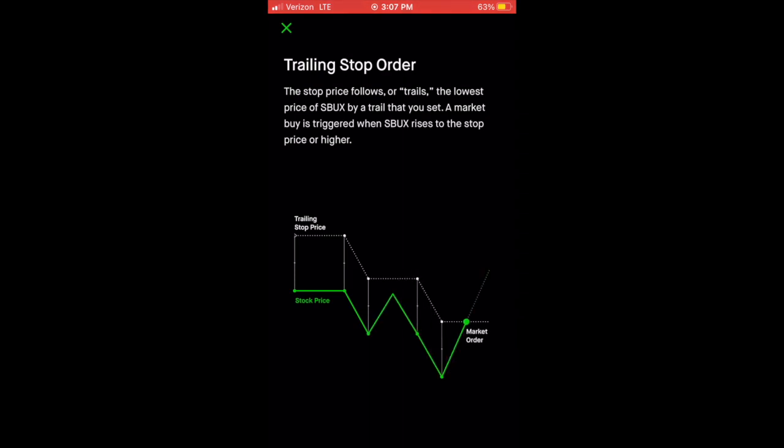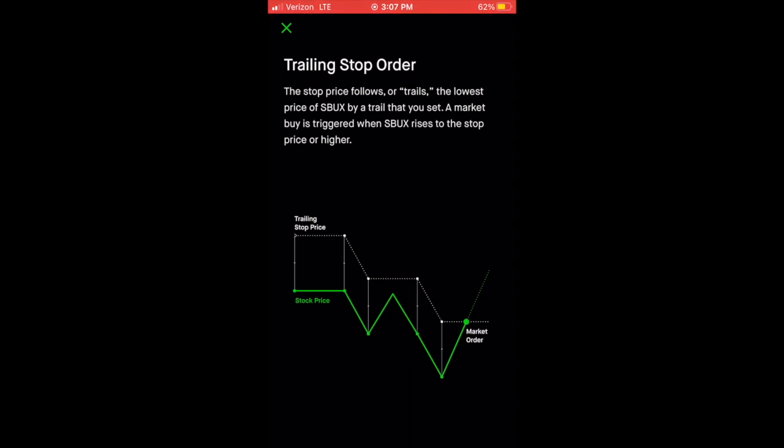So as you see, the stock price goes down. It kind of makes a rebound, and then that's when something's triggered. So I'll read the description. The stop price follows or trails the lowest price of Starbucks by a trail that you set. A market buy is then triggered when Starbucks rises to the stop price or higher.